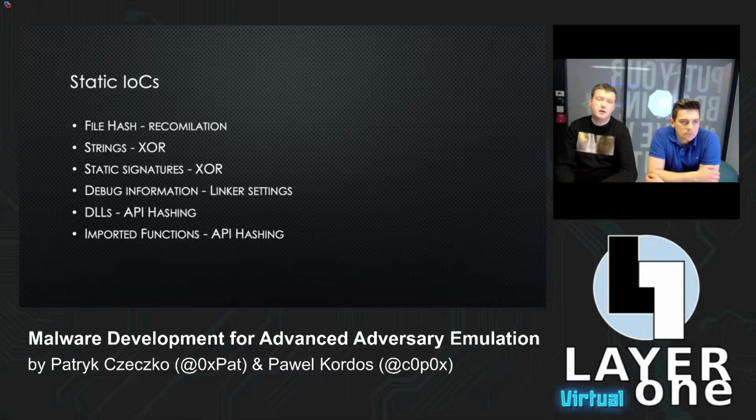So there are a couple of techniques. The first one, for the file hash, would be recompilation. Then for the strings and static signatures, we can use XOR encryption just to hide them, and that's basically it. For hiding debug information, we can go into the linker settings and try to hide that. For the DLLs and imported functions, there's this technique called API hashing, which actually hides it from antivirus and from the analyst.